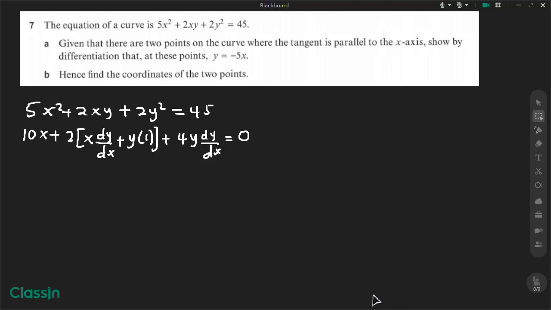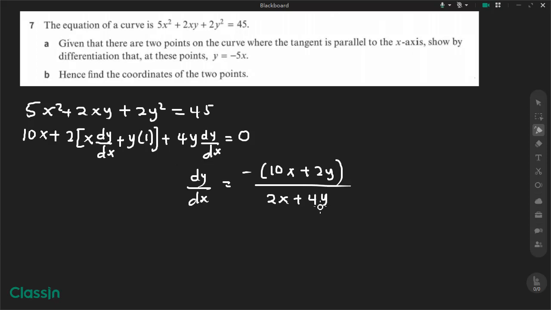Now, we find dy/dx in this expression. Of course, when we make dy/dx the subject of this expression, we have negative 10x plus 2y divided by 2x plus 4y.